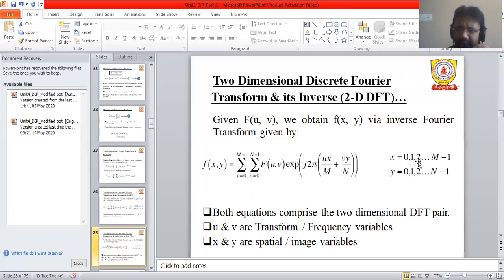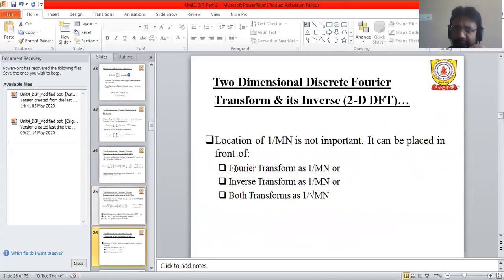Now x goes from 0 to m minus 1, and y equals 0 to n minus 1. So both equations comprise the two-dimensional DFT pair. This expression represents the inverse two-dimensional discrete Fourier transform. u and v are the transform frequency variables, x and y are the spatial variables, which in general are known as image variables.